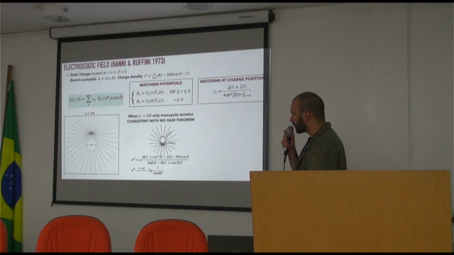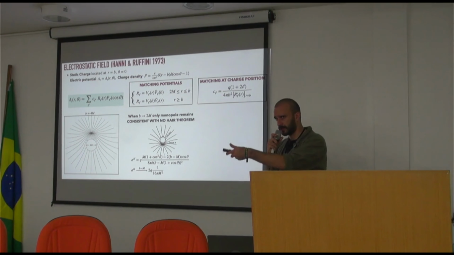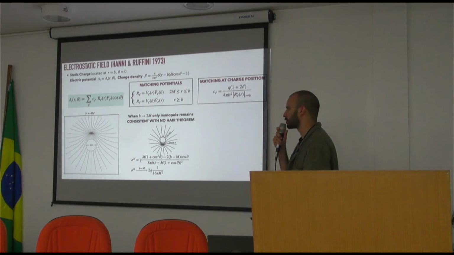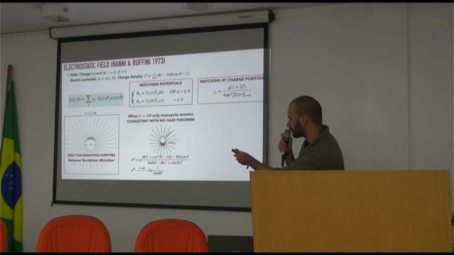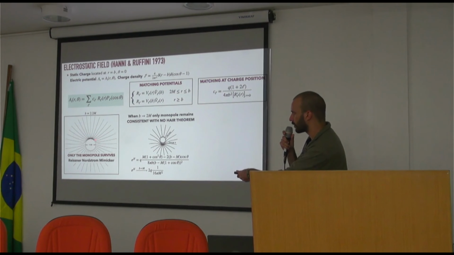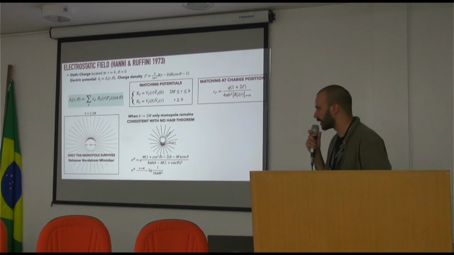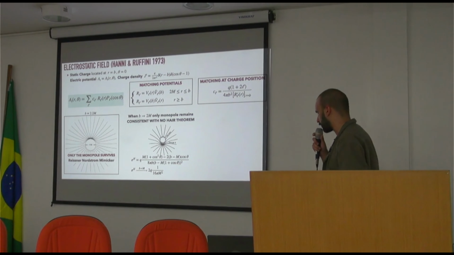Now, when we push the charge towards the black hole, again, we have to be consistent with the no-hair theorem. And in the electric case, the no-hair theorem states that a static black hole can possess a monopole charge. Indeed, when we tend towards the black hole, asymptotically the field becomes monopolar. So this is a sort of Reissner-Nordström mimicker if we think about it, right?